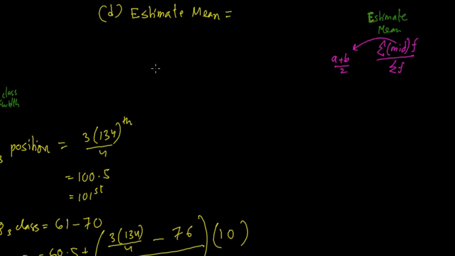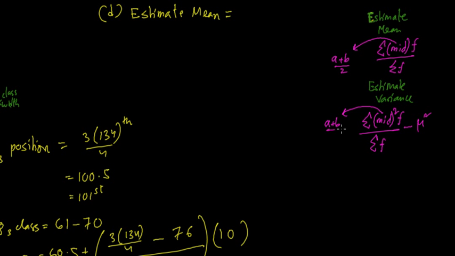And for estimate variance, same as before, the only difference is that it has to be the mid. So summation of class mid squared into frequency divided by total frequency, minus estimate mean whole squared. Again, the class mid is calculated by a plus b by 2. The variance is sigma squared, and standard deviation would be the square root of that, meaning only sigma.